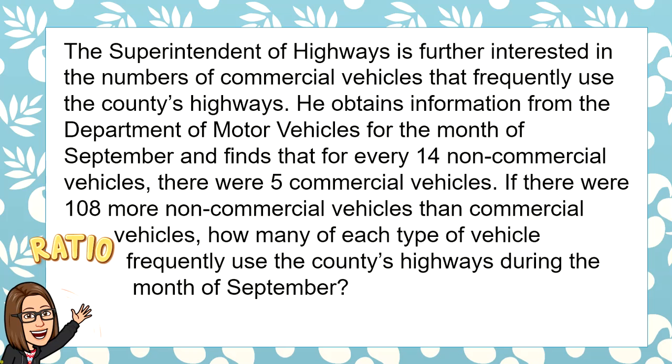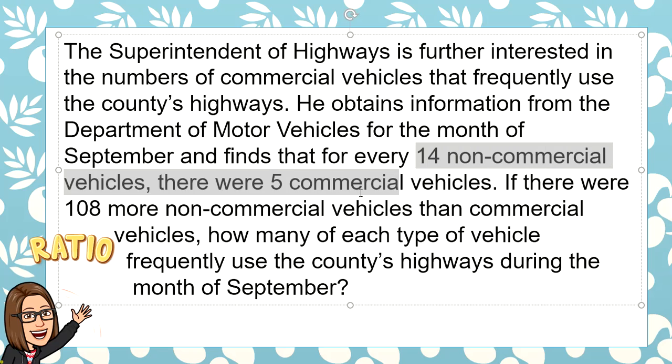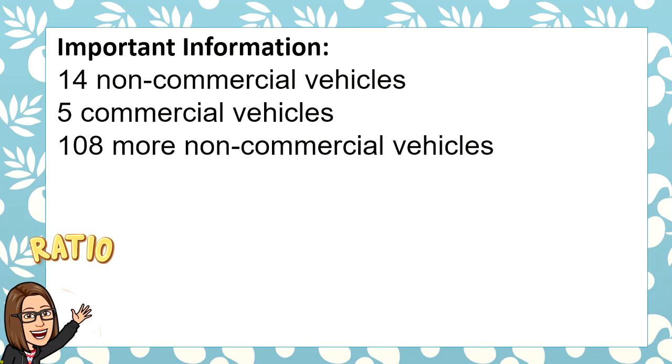So again, I look at this and I'm like, whoa, lots of information. So I can see the only information I really need to know is where the numbers are at. 14 non-commercial vehicles for every 5 commercial, and there were 108 more vehicles. So here I wrote down my important information. You can see 14 non-commercial, 5 commercial, and 108 more non-commercial. Now, if you remember on the last one, it said a total, and this one says more than. This is a little bit different. You don't have a total, you have more than. So we're actually going to go through it because it can be a little bit tricky.